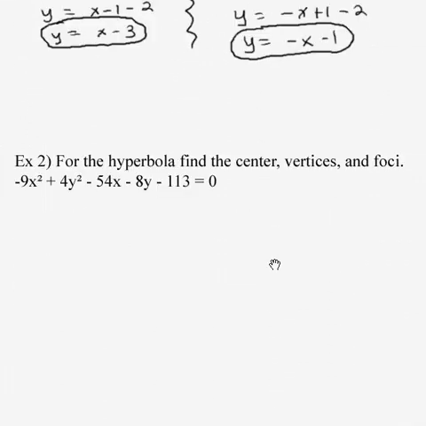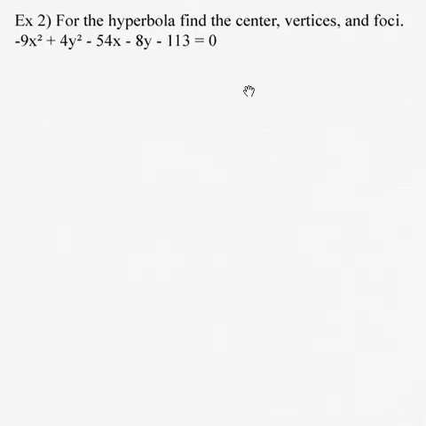Alright, so let's look at our next hyperbola, if we want to find centers, foci, everything about it. Here we go. Everything is on one side, 0 is on the other side. We look at the coefficient of x squared. We look at the coefficient of y squared. They are opposite signs, therefore that makes this a hyperbola.